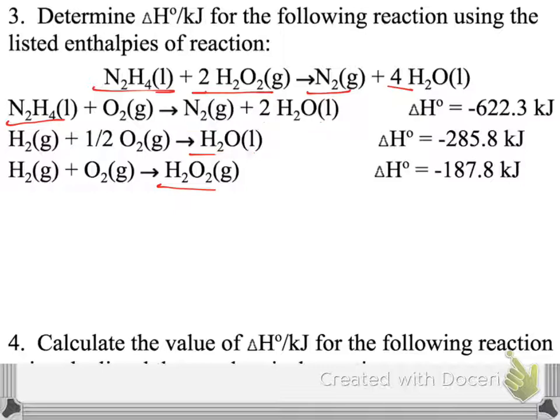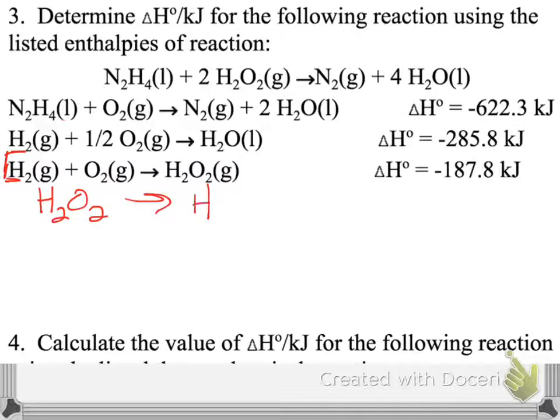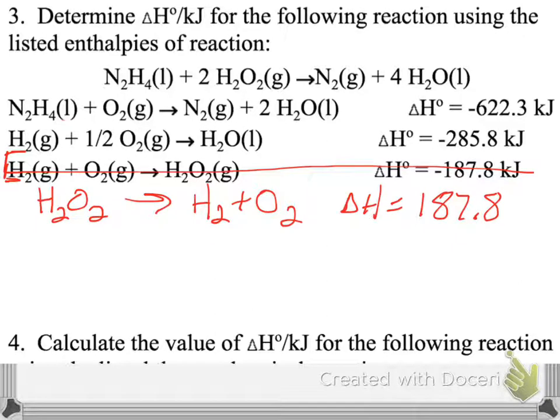So the first thing I'm going to go ahead and do is flip my equation around so I know that I have everything on the correct side. So we're going to go ahead and flip this third one right here. So I'm going to end up with H2O2 yielding hydrogen and oxygen. And then my new delta H is going to now be a positive 187.8. Alright, we are done with that one.